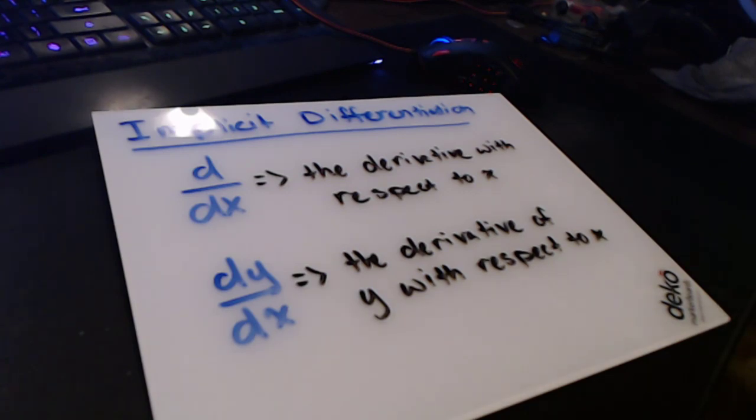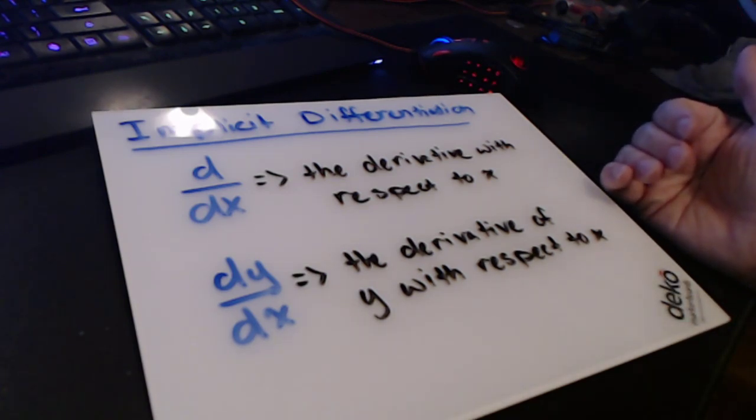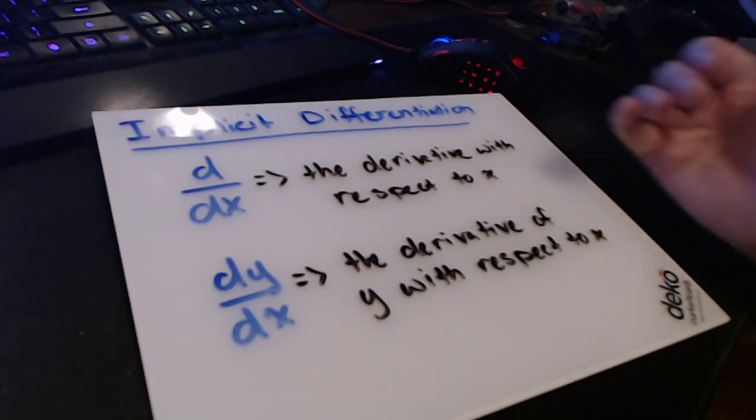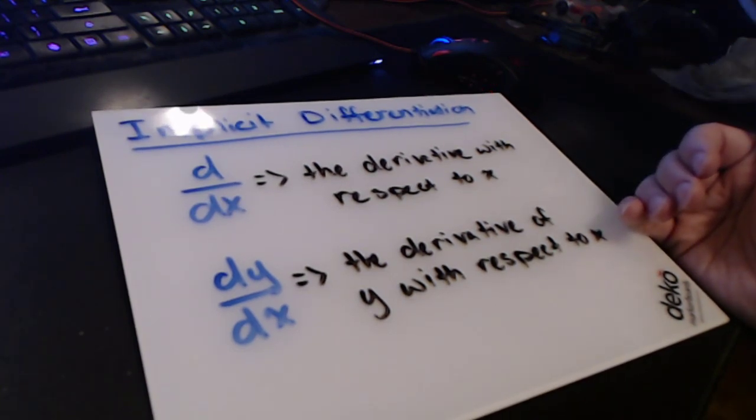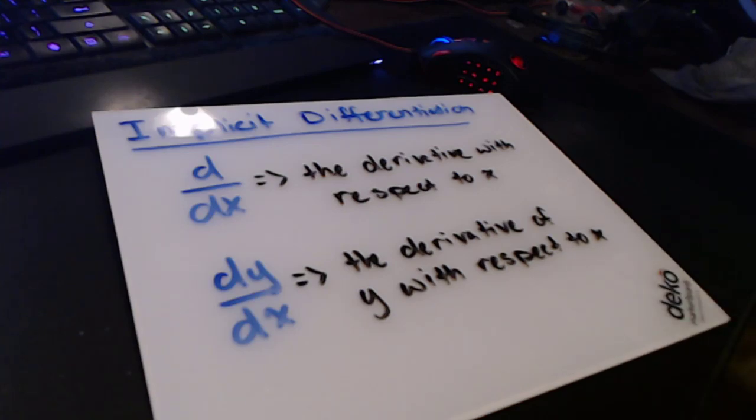So this is a good start of just knowing the difference of what's happening. Here we're taking the derivative with respect to x. This means we've taken the derivative of y with respect to x. So those are important things to keep track of.